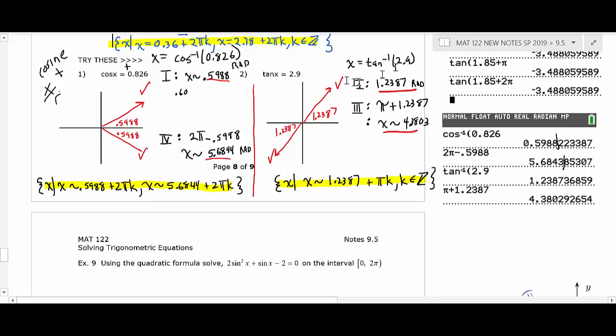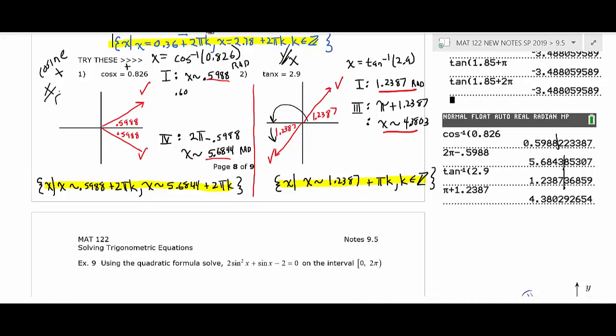All right, the next one, what I did was the inverse tangent of 2.9. You can see I did this on the calculator here and got about 1.2387. I decided to round it to 4. You have to understand that the tangent's y over x, and the tangent is positive in quadrants 1 and 3. So the answer that came out of the calculator was a quadrant 1 answer, and then I've got to get the quadrant 3 answer. For the quadrant 3 answer, I go pi plus that reference angle. So if you do pi plus 1.2387, you get approximately 4.3803.